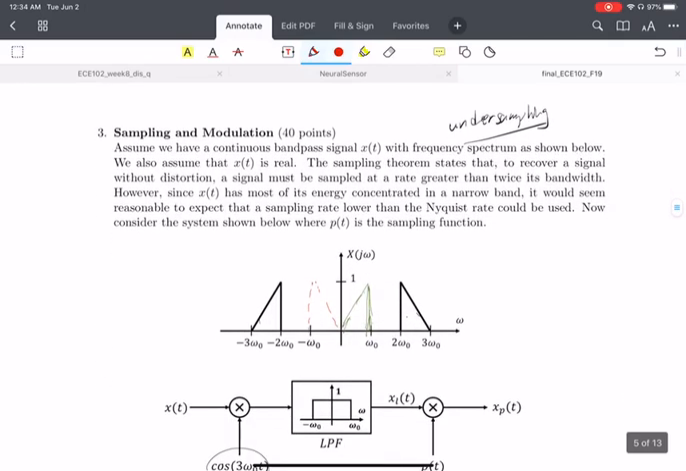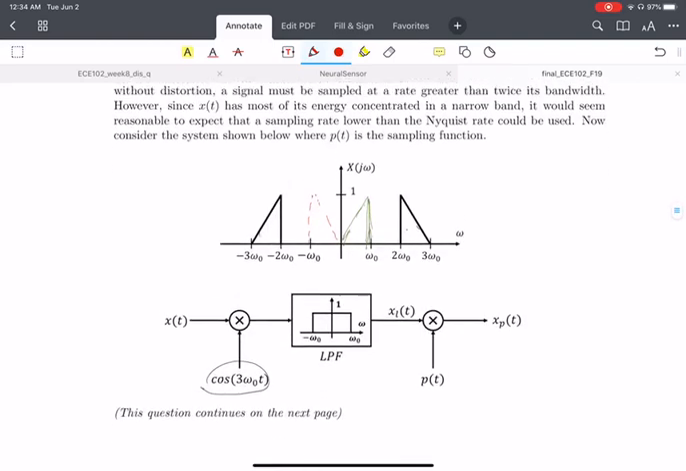Okay, the third question is about sampling and modulation. So this question is a very good one.